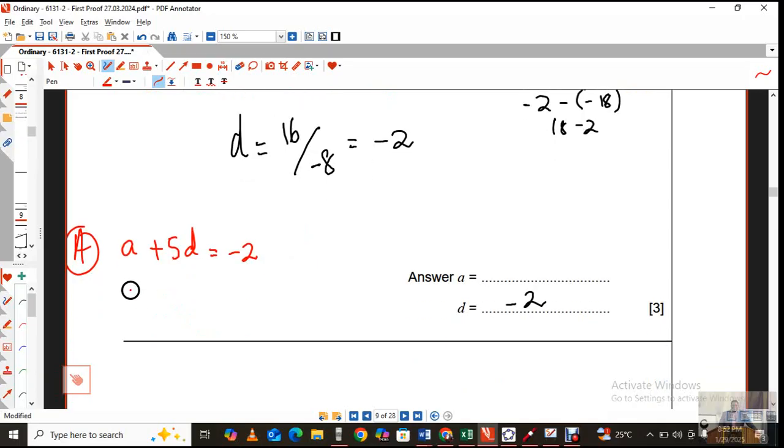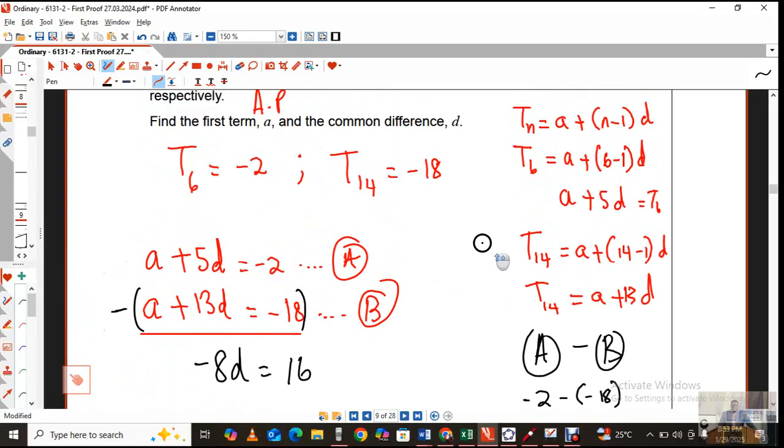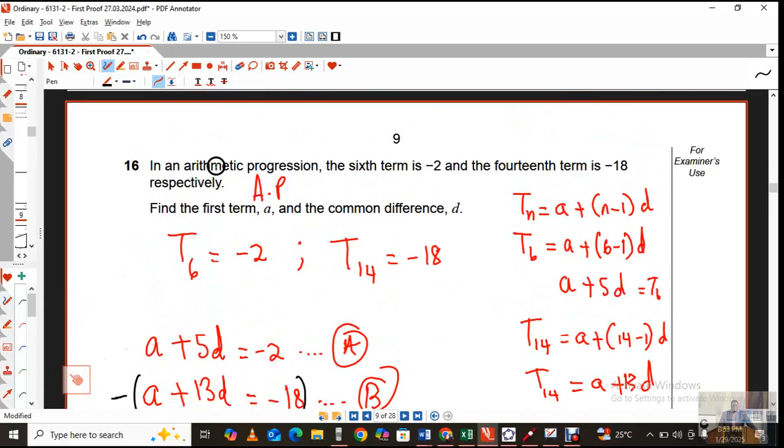What do we know? We know that d is equal to negative 2. So this is A minus 10 is equal to negative 2. Please make sure that you can do the correct thing. Then A equals minus 2 plus 10, when you take that 10 over. That is the same as 10 minus 2, which is 8. There I have my answers for A as well as my answers for d. Make sure that you understand how to use the correct formula for the correct progression. This is an arithmetic progression.